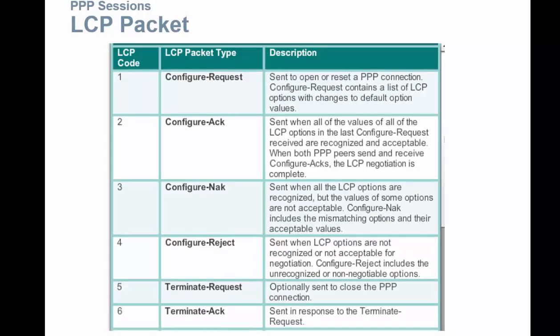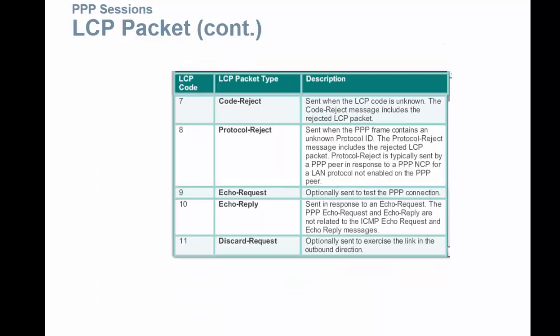Here we'll see that LCP code 1 is the configure request. LCP code 2 is the configure acknowledgement. Code 3 is config NAK. 4 is configure reject, 5 is terminate request, and 6 is terminate acknowledgement. Code 7 is code reject, code 8 is protocol reject, code 9 is echo request, 10 is echo reply, and 11 is discard request.